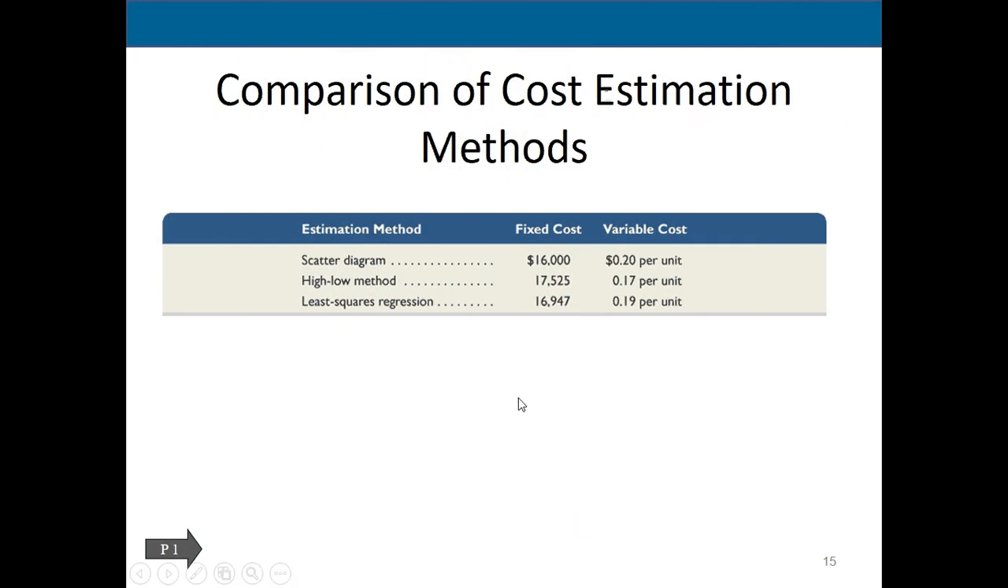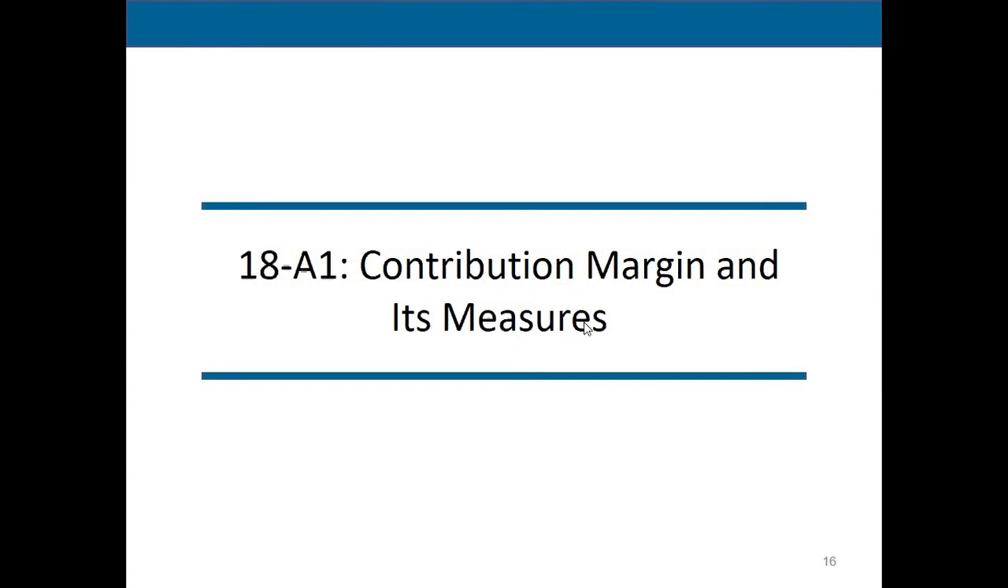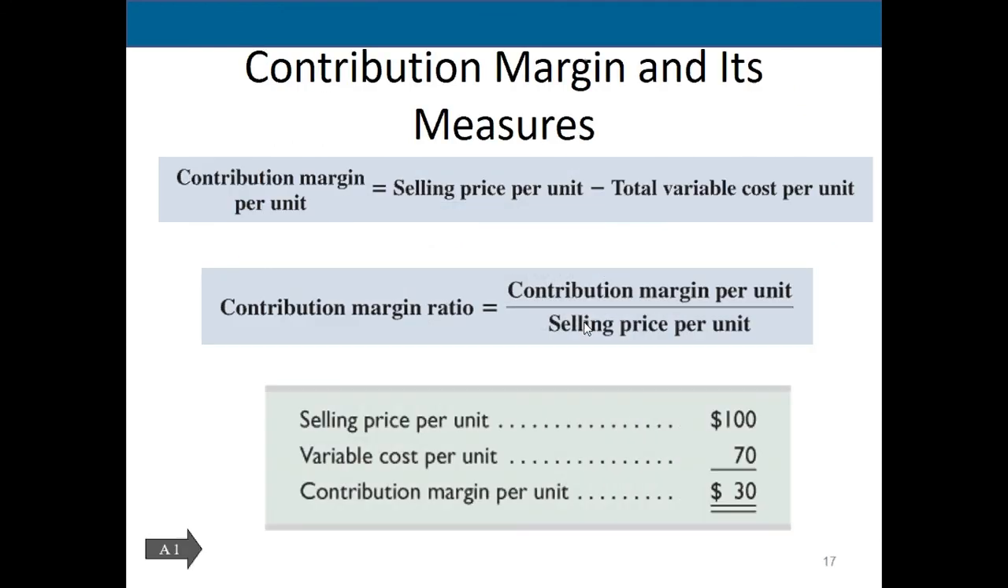Here's the difference between these cost methods. Scatter diagram said that fixed cost was 16,000 at 20 cents per unit for variable. Our method, the one I like, 17,525 and 17 cents per unit variable, and least squares regression came somewhere in between there, maybe a little bit more towards the scatter diagram than it was towards the high-low, but it's there without a doubt.